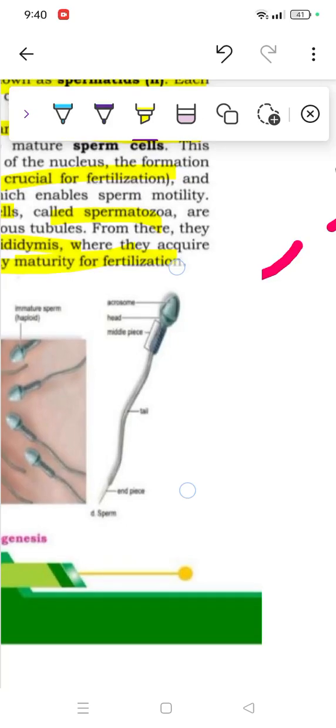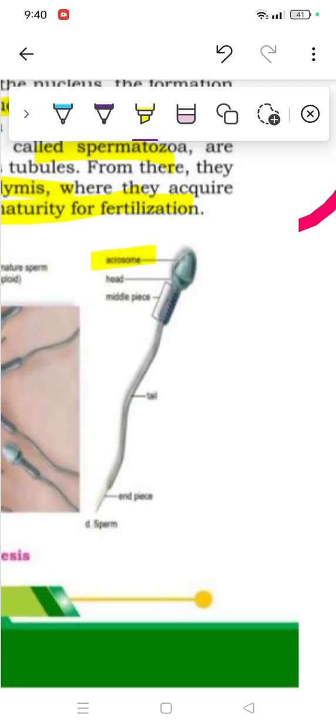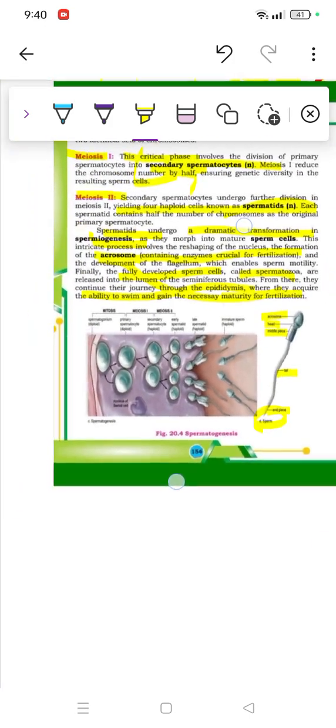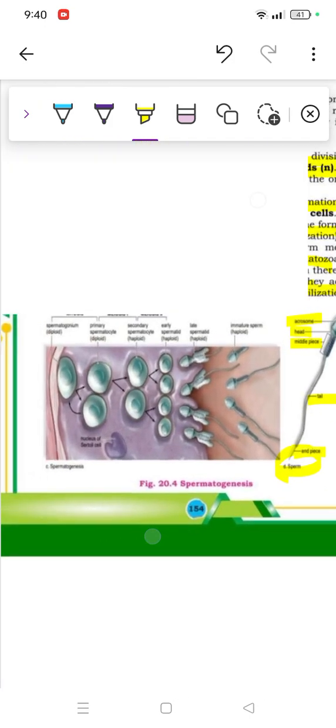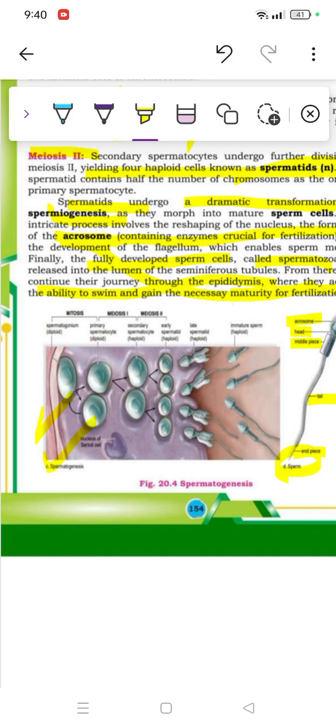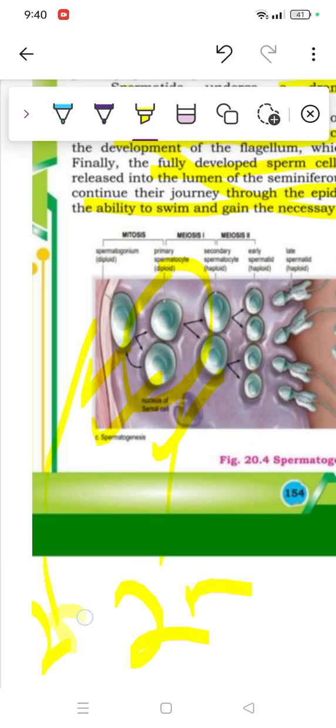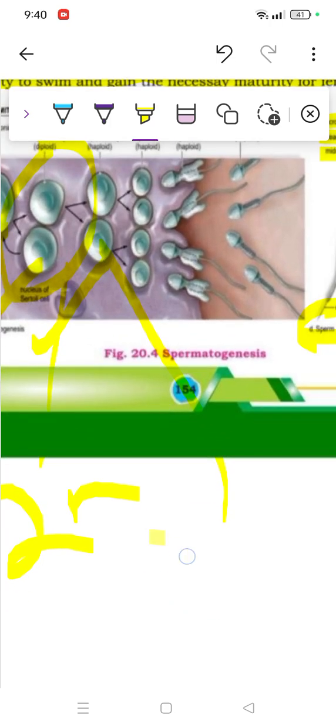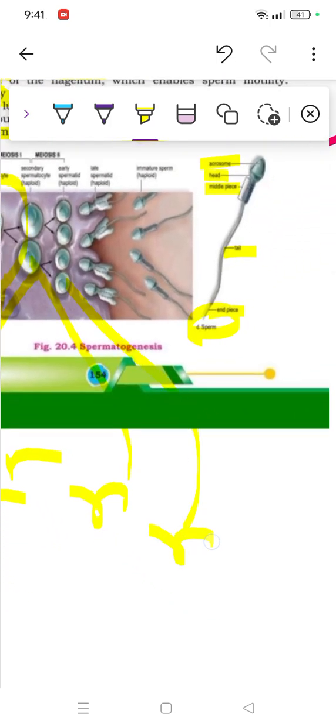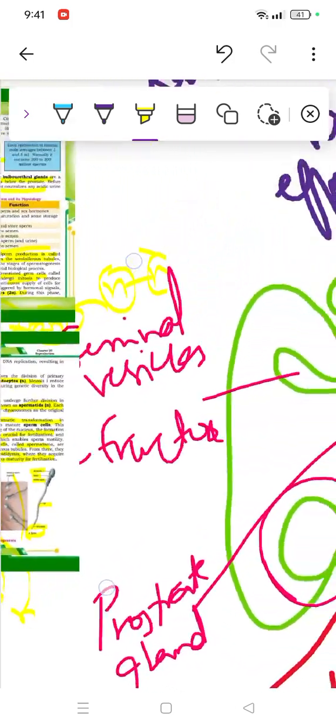And here comes the sperm structure, the acrosome. You can see here's the head region, here's the middle piece, here comes the tail, and here comes the end piece, and here's the sperm formation. I'm sure it's clear to you. This is the entire picture. First the cells divide, and the number becomes 2n; here this is also 2n. Then they become half, n, and the sperm formation is completed, and finally sperm are produced. I'm sure it's clear to you.